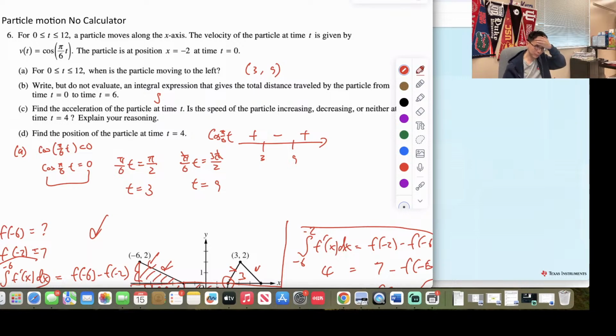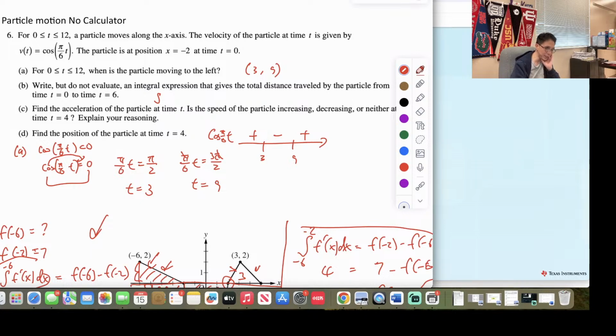You said pi over 6 t equals pi over 2. Yeah, and then you divide by pi on both sides, multiply by 6 on both sides. So it'll be 6 over 2, which is 3. You just randomly set it equal to pi over 2? No, because that's when cosine equals 0. Cosine equals 0 when this parenthesis is equal to pi over 2. That's just a trig equation. When that part is equal to pi over 2, the whole thing is equal to 0. That's how you solve it mathematically.